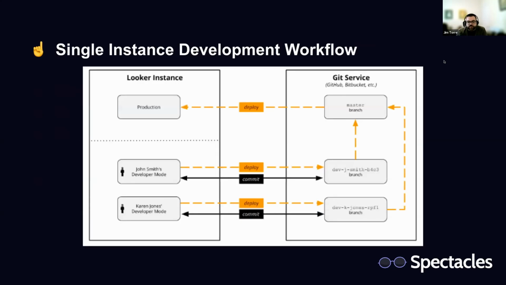This is what a typical development workflow for a single instance environment would look like. Your developers are writing LookML, committing changes into the branch, and when you're ready to promote, Looker bundles the merge to master and deploy to production in a single click. It's pretty simple.